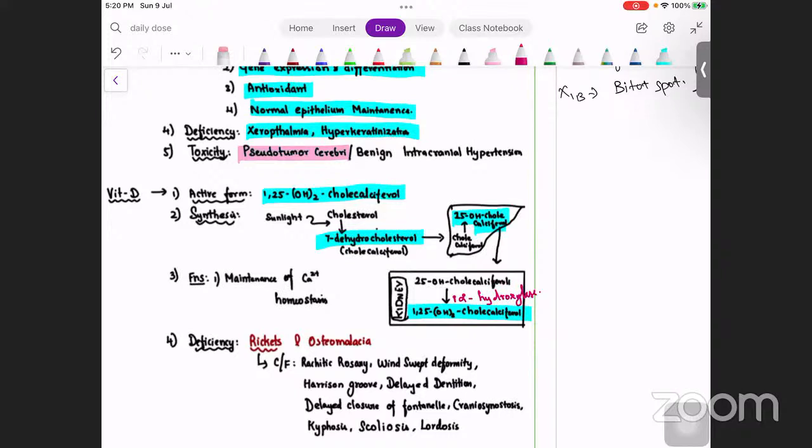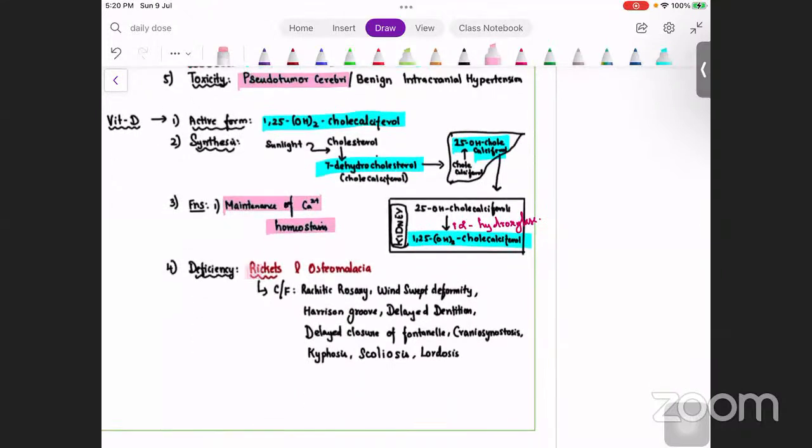What is the main function? The main function is maintenance of calcium homeostasis. Deficiency could result in rickets and osteomalacia. This is quite a 5-star rated topic. If they want to ask you an orthopedic or pediatric question, they may give you some clinical features and ask about this. Very, very important: the clinical features of rickets include rachitic rosary and wind-swept deformity, people.